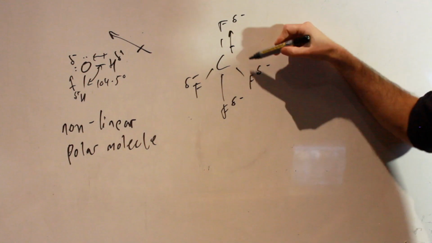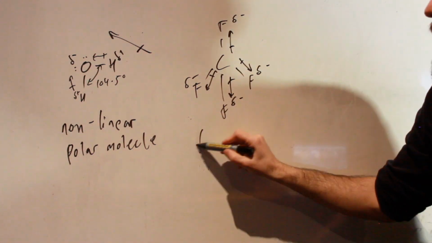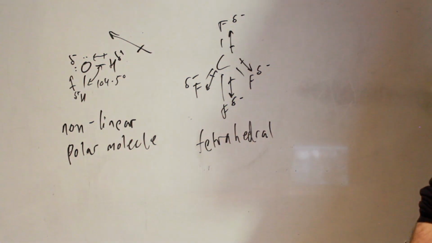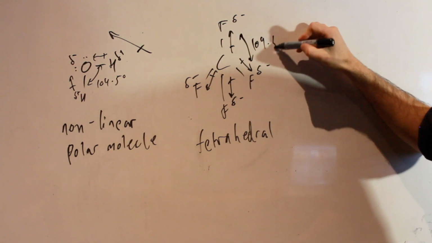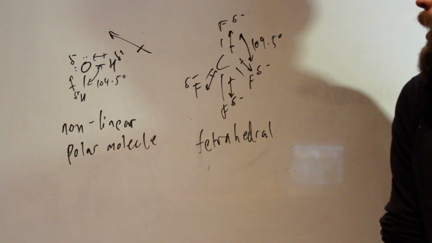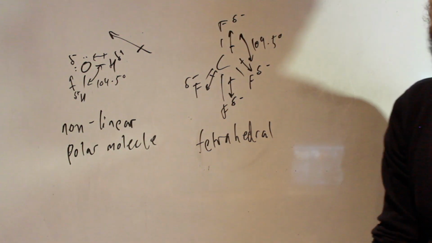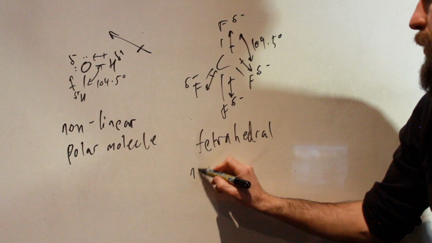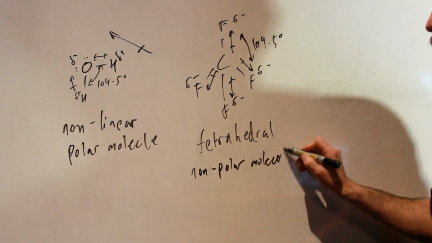We can do the dipole moments like so. We can name it. It's a tetrahedral. The bond angles in tetrahedral is 109.5 degrees. Again, that's a number you're going to have to learn. This is going to have no overall polarity because all of these four dipole moments are going to cancel each other out. It's going to have no net dipole, so it's going to be a non-polar molecule.